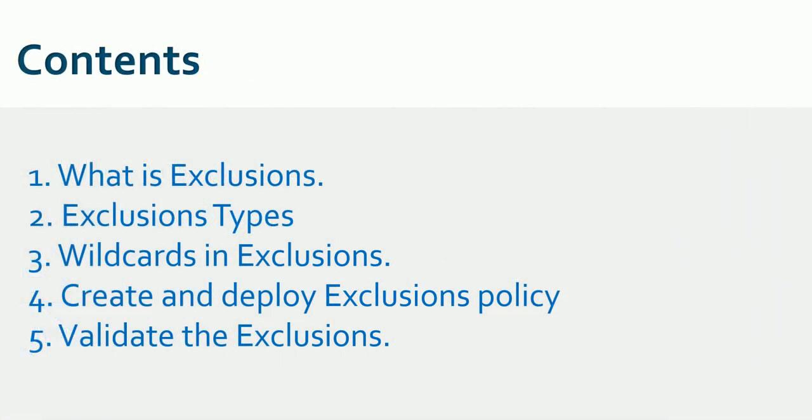So what content are we covering in this video? What is an exclusion? We'll try to understand what an exclusion is and why we need it. Exclusion types: what types of exclusion can be provided in MDE. Wildcards in the exclusion: when we are creating any exclusion policy, what types of wildcards we can use inside it. And finally, we'll create and deploy the exclusion policy on our test machine, and then we'll validate the exclusion, whether it's implemented on the end user device or not.